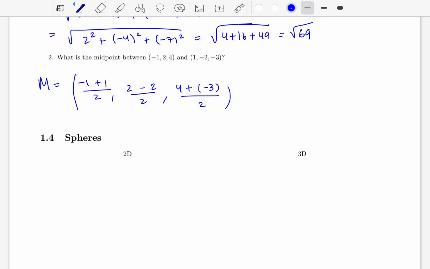Okay? So one more time, you add, right? So (x1 plus x2) divided by 2, and then (y1 plus y2) divided by 2, and then (z1 plus z2) divided by 2. Simplify it, and you get literally the midpoint: 0, 0, and 1/2. Okay?